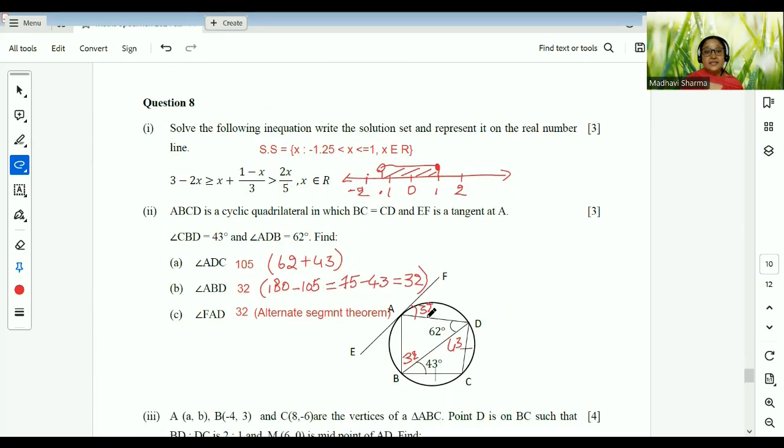Question number 8, the first one. Linear inequations. Of course, I've got the answer here. It's between minus 1.25 and less than or equal to 1, x belongs to R. I've drawn this here between minus 1.25 and 1. Since 1 is included, it's a filled lollipop. We call this the lollipop method. And this is an empty one.